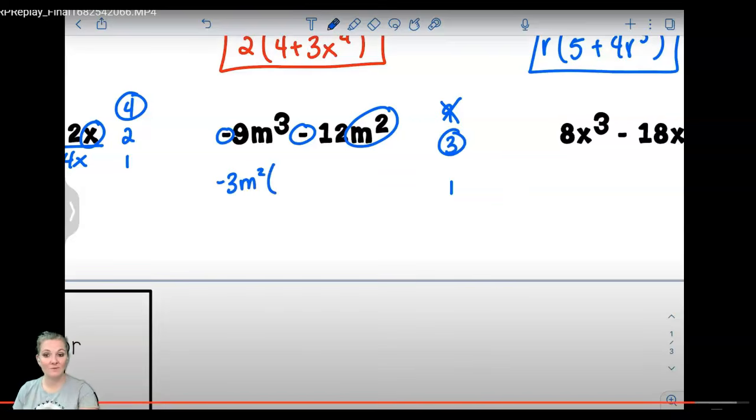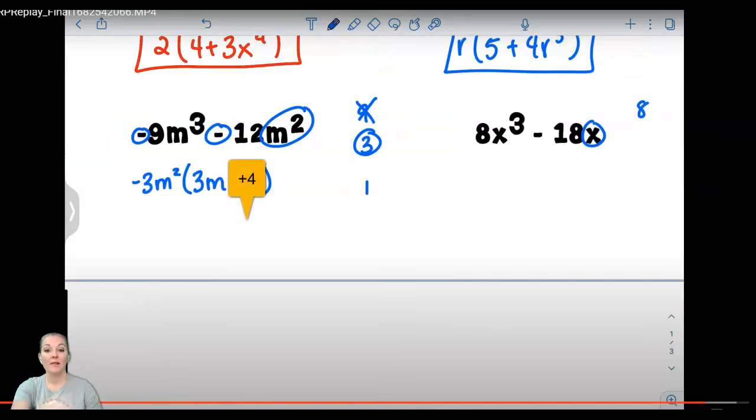And I'm actually not going to write this one because you don't have to, but it's helpful if you do. So negative 9m to the third divided by negative 3m squared. Negative 9 divided by negative 3 is 3, and m cubed divided by m squared is just m. 3 minus 2 is 1. Negative 12m squared divided by negative 3m squared is going to give you plus 4. The m squareds are going to cancel. So this one is negative 3m squared times 3m plus 4.